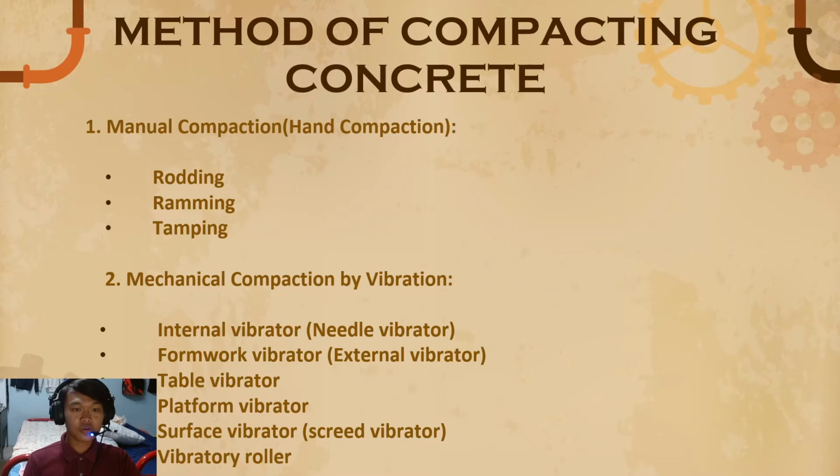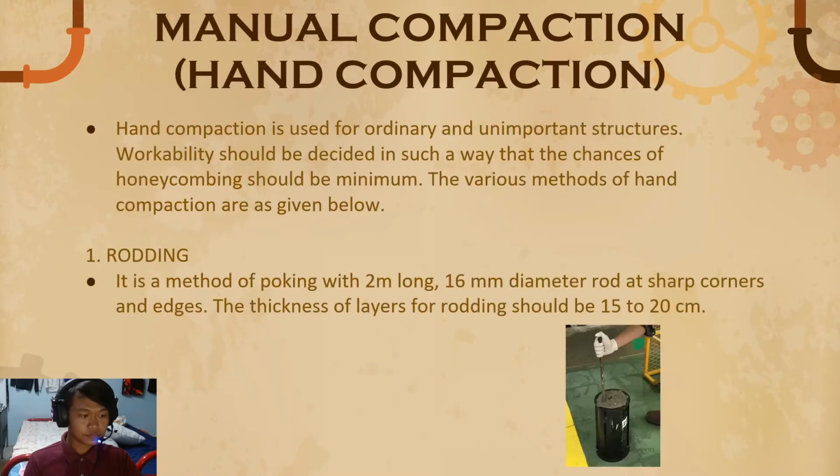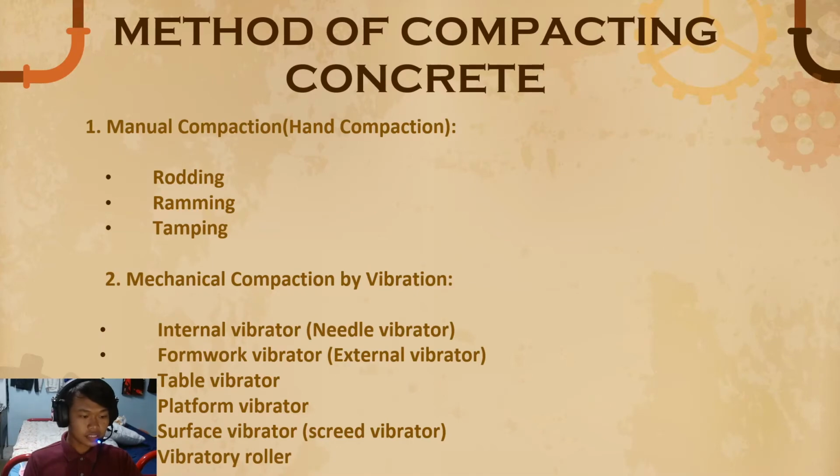Next, method of compacting concrete. 1, manual compacting: hand compacting, rodding, ramming, tamping. 2, mechanical compaction by vibration. Point 1, internal vibration, needle vibration, vibrator. Point 2, formwork vibrator, external vibrator. Point 3, table vibrator. 4, platform vibrator. 5, surface vibrator. 6, vibratory roller.